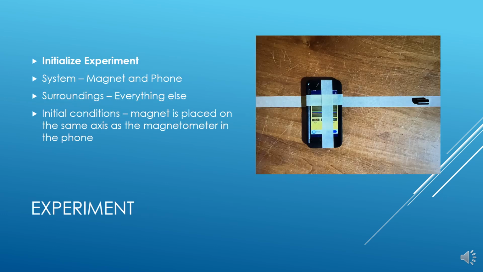To initialize the experiment, the system was defined as the magnet and the phone. The surroundings were everything else, and the initial conditions were that the magnet was placed on the same axis as the magnetometer within the phone.